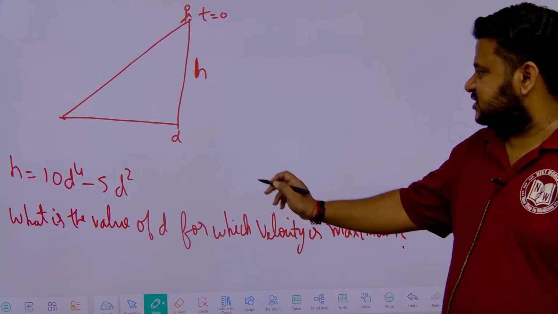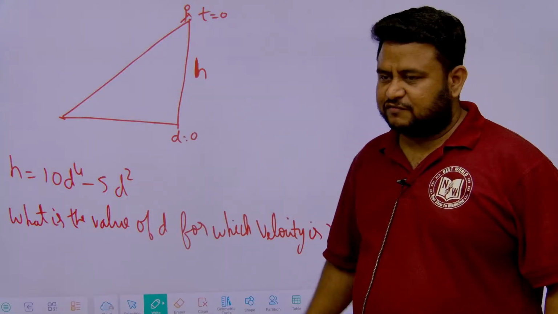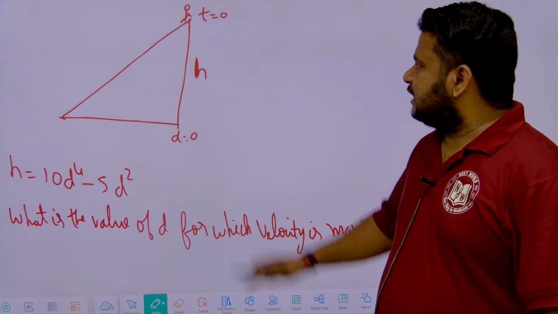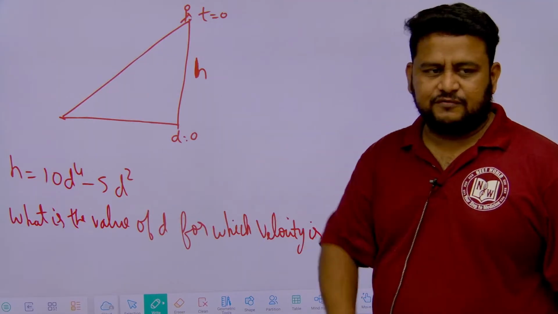Here it is the starting distance, here distance is 0. So what should be the value of d for velocity to be maximum? At time 0 velocity is 0 only. And it will start coming down without pedaling.